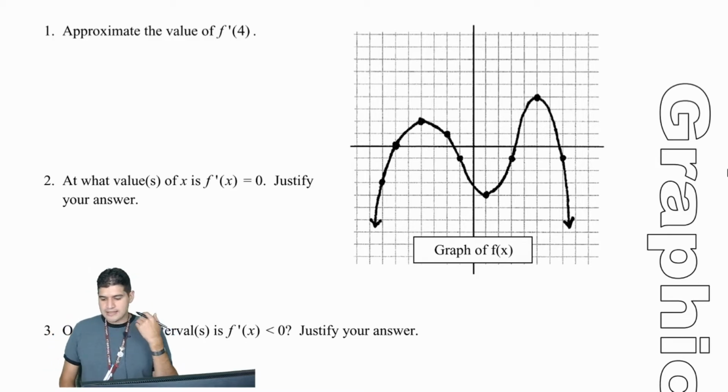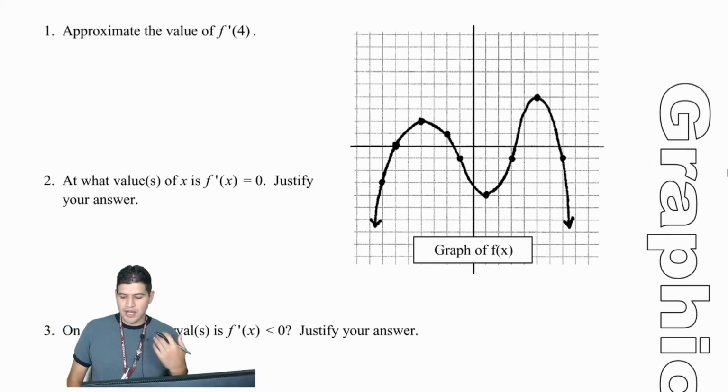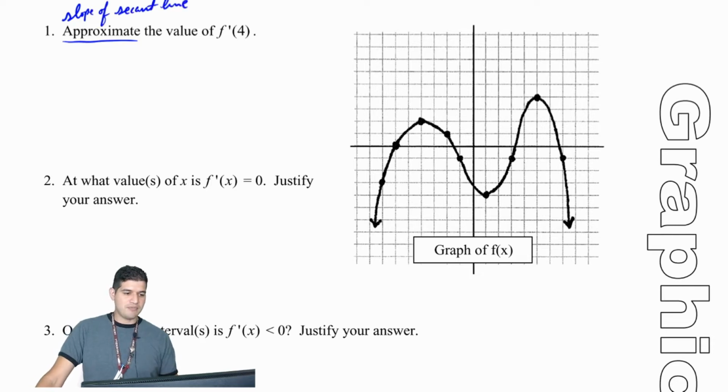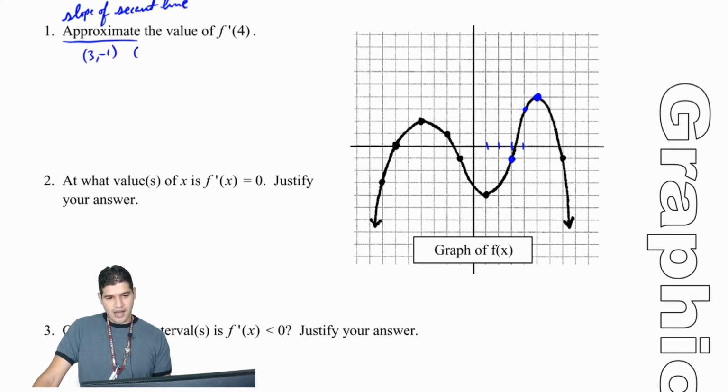So our first part says, we want to approximate the value of f prime of 4. When I'm approximating the value, it's not always easy. A good method is to think about the slope of the secant line. If I want to find f prime of 4, that's going to be 1, 2, 3, 4. So that's going to be this point here. Well, what I can use are the 2 points around it, 3 and 5. So let me write down those two coordinates. I have (3, -1) and I have (5, 4).